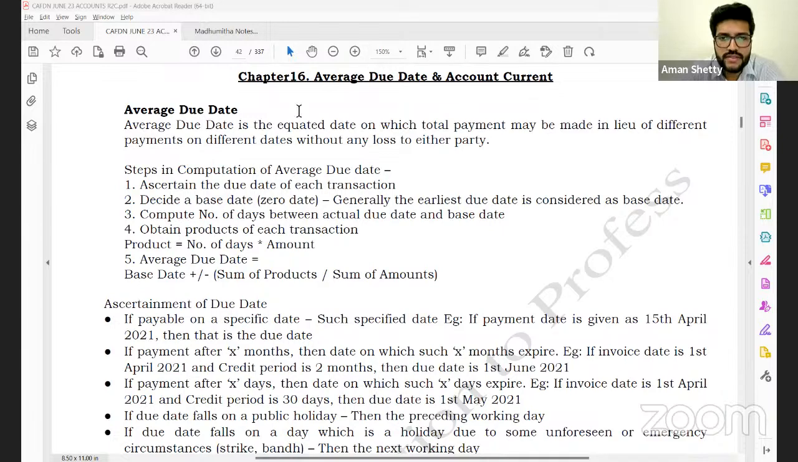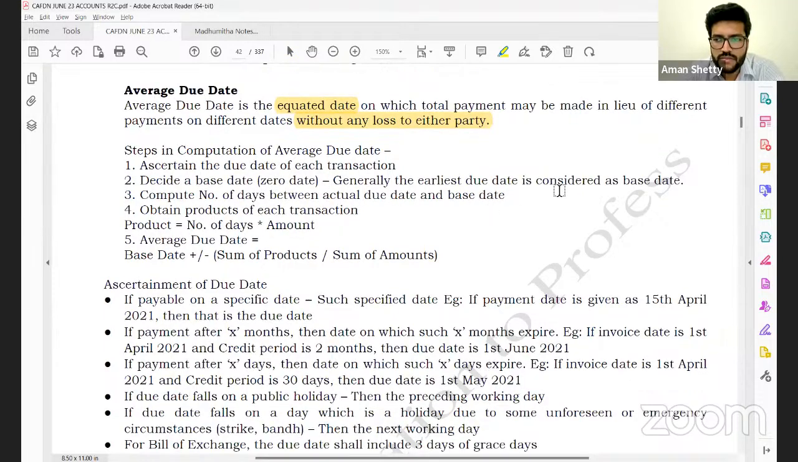Average due date is the equated date on which total payment may be made in lieu of different payments on different dates without any loss to either party. Steps in computation of average due date. Ascertain the due date of each transaction. Decide a base date, zero date. Generally, the earliest due date is considered as the base date. Compute number of days between actual due date and base date. Obtain products of each transaction. Product is equal to number of days into amount. Average due date is equal to base date plus or minus sum of products divided by sum of amounts.